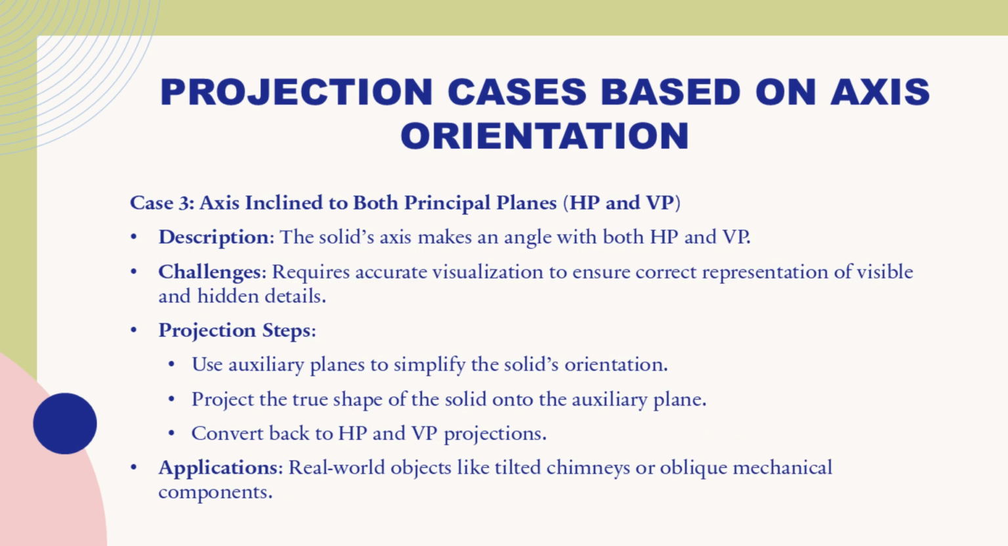This projection case represents the most challenging scenario. We're dealing with a solid whose axis makes an angle with both horizontal and vertical planes. Accurate visualization becomes critical to represent visible and hidden details correctly. Engineers use auxiliary planes to simplify the solid's orientation. The goal is to project the true shape and then convert back to standard projections.